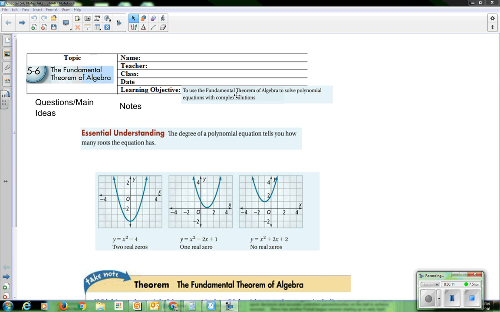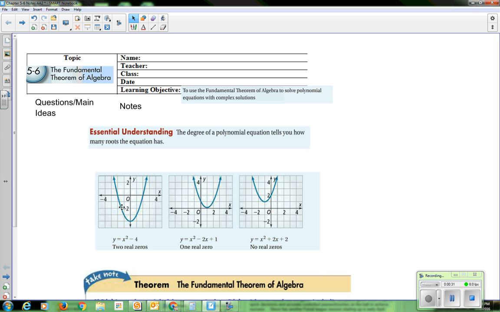Our learning objective is to use the fundamental theorem of algebra to solve polynomial equations with complex solutions. Our essential understanding, you do not have to write this down, is that the degree of a polynomial equation tells you how many roots the equation has.